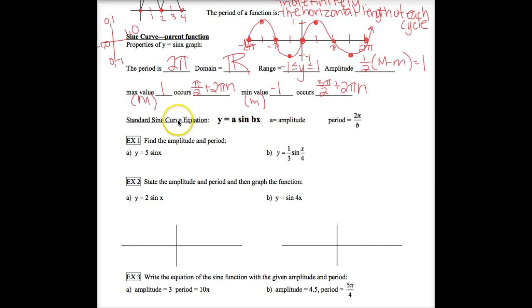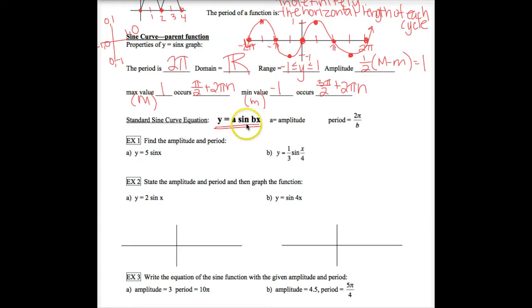Now, parent graphs, remember, are the most simple versions. This is our standard sine curve equation. We can have an A and we can have a B. Now, in pre-calc and a little later in 14.2, we will learn some additional changes that we can make to sine curves. But for right now, we're just worrying about the A and the B.